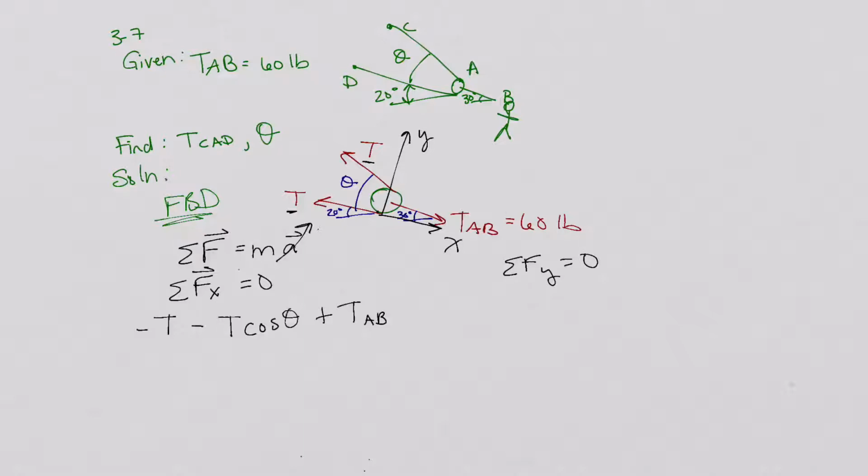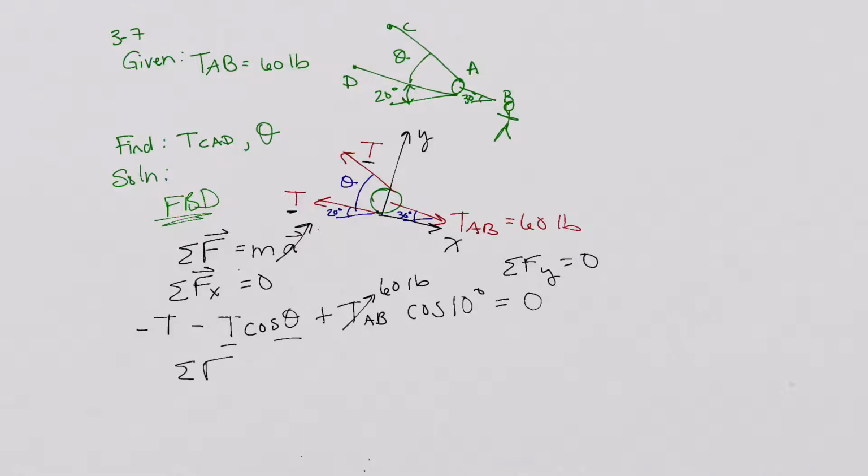and basically, that one's 30, that one's 20. So the X is basically 10 degrees. So plus TAB cosine 10 degrees, and that equals 0. The TAB we actually know to be 60 pounds. So we have one equation with two unknowns.